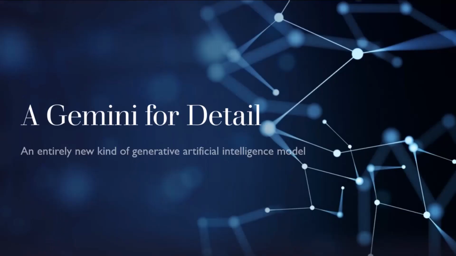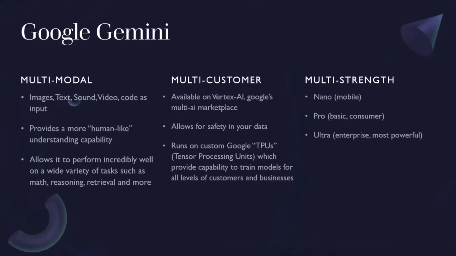All right. We're going to talk about specifically a really, really big new model that's out there, a product called Gemini. And I mentioned it a little bit earlier. And this is an entirely new way of thinking about how generative AI works. Okay.